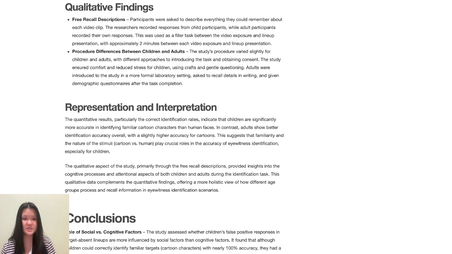The next one is the procedure difference between children and adults. The procedure varied slightly for children and adults, with different approaches to introducing the task and obtaining consent. The study ensured comfort and reduced stress for children. They used crafts and gentle questioning, but adults were introduced to the study in a more formal lab setting. They were asked to recall the details in writing and given demographic questionnaires after the task was completed. So you see there is a slight variation in the procedure for children and adults. You have to keep that in mind when analyzing this study.